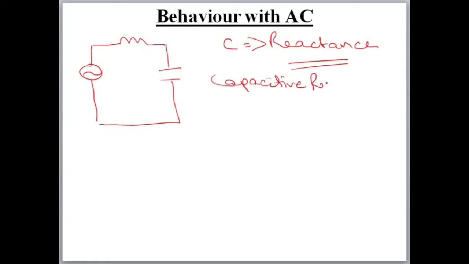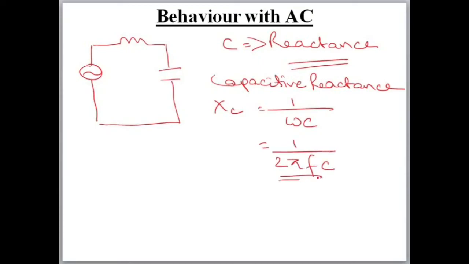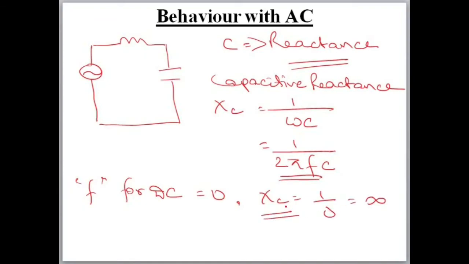Capacitive reactance is shown as Xc. Xc is equal to 1 by omega C or 1 by 2 pi fC. What is f? f is called frequency. You remember what is the frequency of DC? f for DC is equal to 0. So what will happen? Xc will be 1 by 0, or infinite. Means the capacitive reactance will be very high in case of DC. That's why it will block the current in DC.